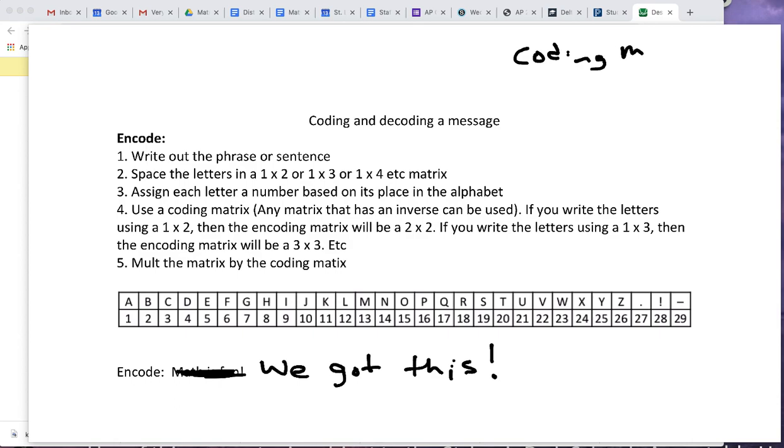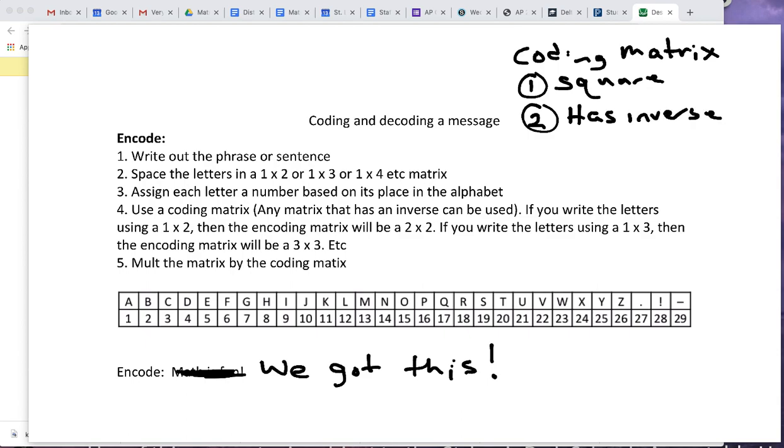Coding matrix has to have two qualities. Number one, it has to be square. And number two, it has to have an inverse. And in order to have an inverse, the determinant cannot equal 0. So just know that that's an important piece. The determinant can't equal 0. If it does, there is no inverse.